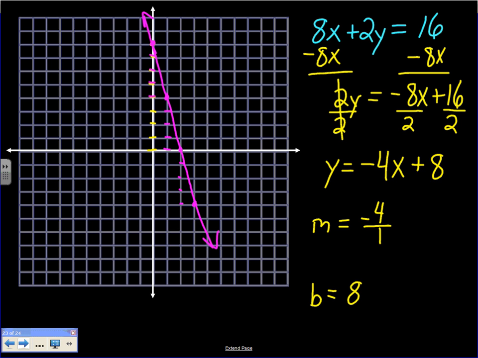And there, graphed, you have the equation 8x plus 2y is equal to 16, which you change to become y equals negative 4x plus 8.